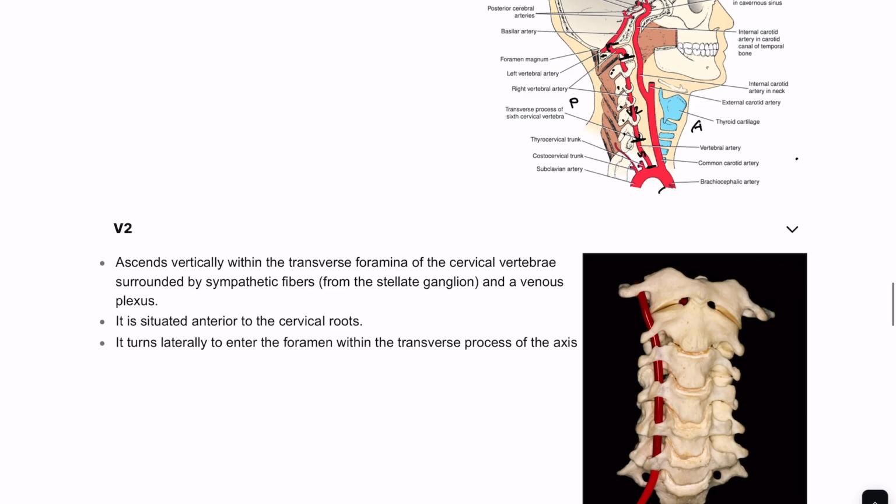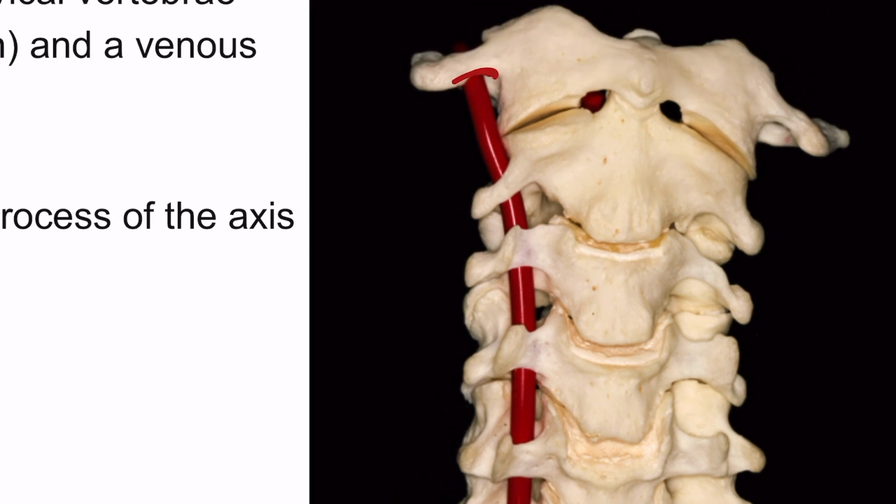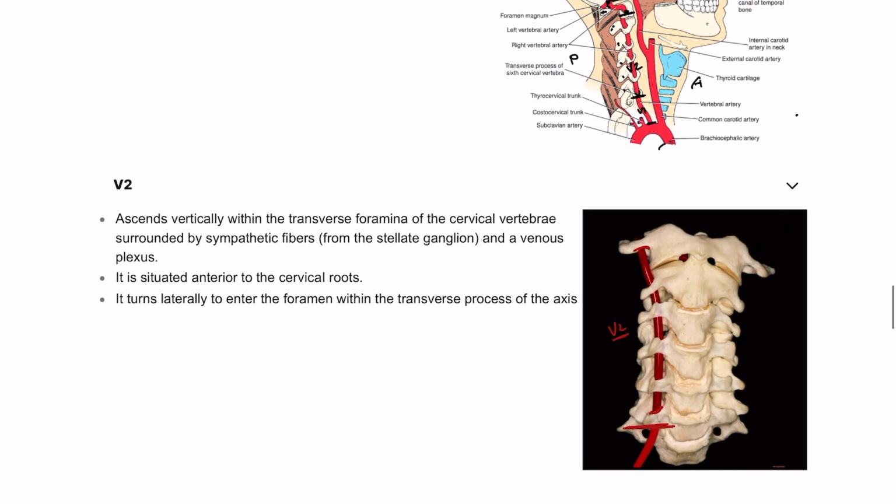V2, as you can see here, is intraforaminal. It goes from the transverse foramen of C6 all the way up to the transverse foramen of C1. It ascends vertically within the transverse foramina of the cervical vertebrae, and it's usually surrounded by sympathetic fibers coming from the stellate ganglion and also venous plexuses. It's situated anterior to the cervical roots, so the cervical roots are behind the vertebral artery, and it turns laterally to enter the foramen within the transverse process of the axis.